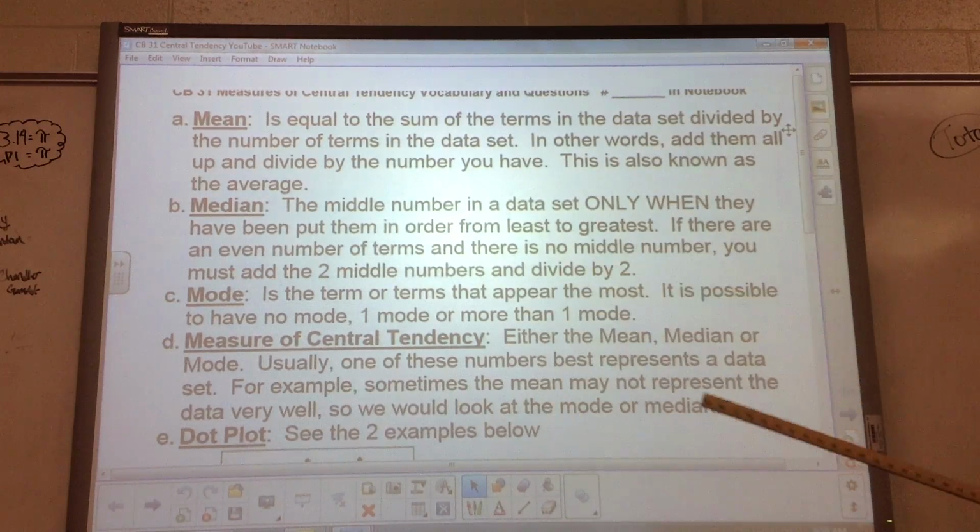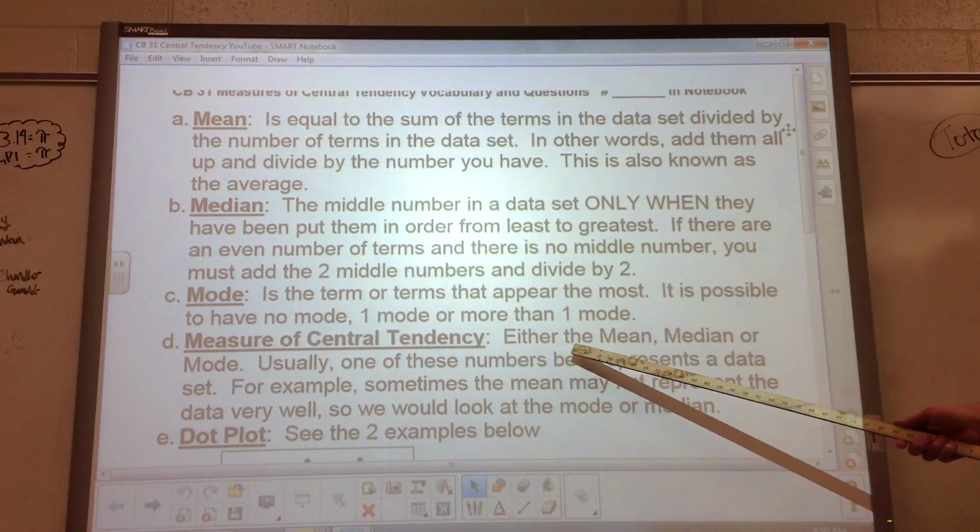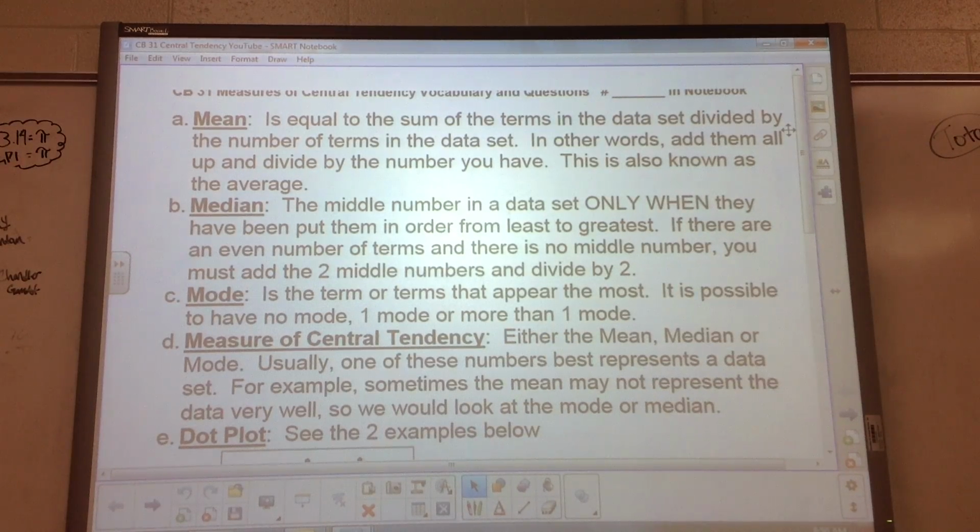A measure of central tendency is either the mean, median, or mode. Usually one of these numbers best represents a data set. For example, sometimes the mean may not represent the data set very well, so we look at the mode or median. Or we might look at the median instead of the mode, and so on and so forth. A prime example of that is this.